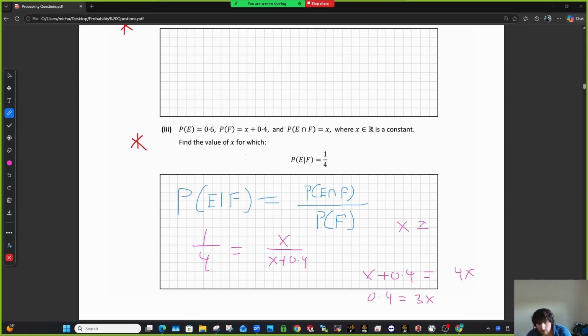And so x is looking like it's going to work out as a fraction anyways. 0.4 divided by 3, so I'm getting 2 over 15 there for x, okay? And yeah, it says x is a real number, so it's not supposed to work out as anything super neat. Okay, that seems reasonable, so I'll clear this away and go on to the next question.